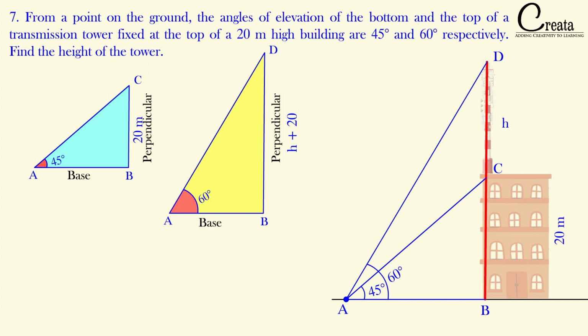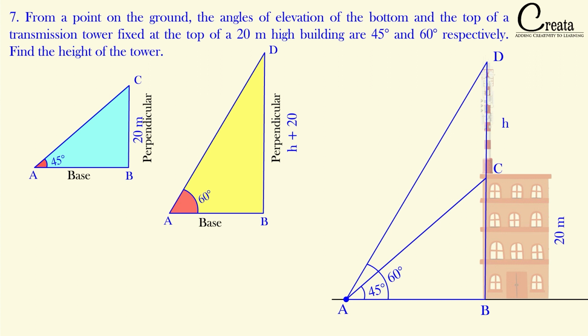Further, for this triangle AB is the base. AB is the base which is common in both the triangles. The strategy that we will use to solve this question is that we will apply the trigonometric ratio formula in the triangle ABC and find the base, that is the distance AB. The value of AB that we get from the first triangle, we will put in the second triangle and again apply the trigonometric ratio formula. The only variable in the second triangle is h, the height of the transmission tower, and that is the missing dimension of this question. So you got the strategy, let's apply it.